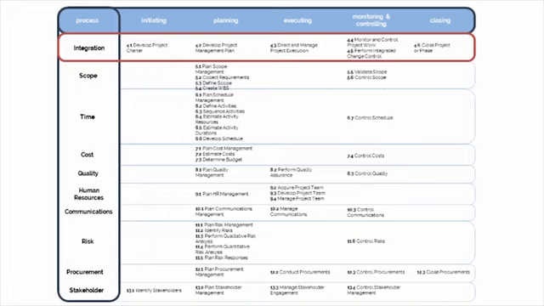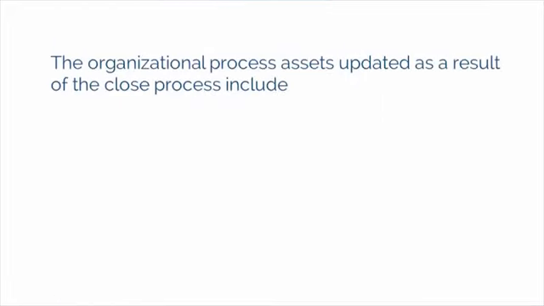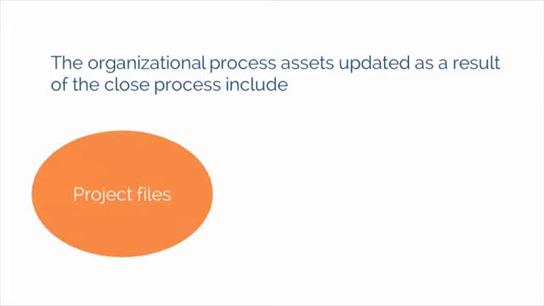That's great news. The organizational process assets that are updated as a result of the close process include project files, which are the documents resulting from the project's activities, such as the project management plan, scope management plan, and cost management plan. Remember all of those plans that we talked about in the planning process earlier? Well, in the closing process, all of those have to get updated.